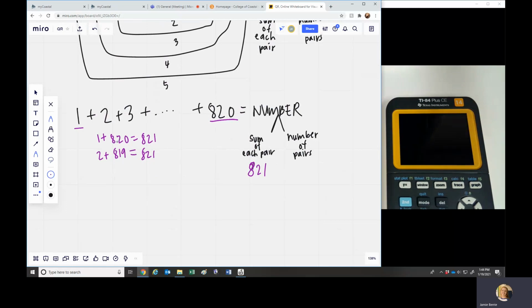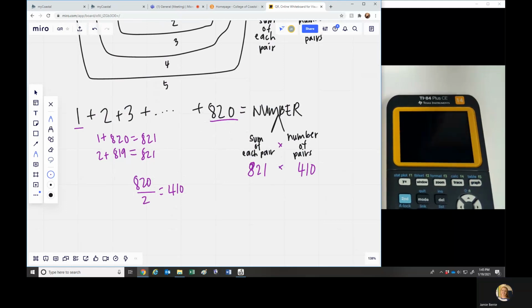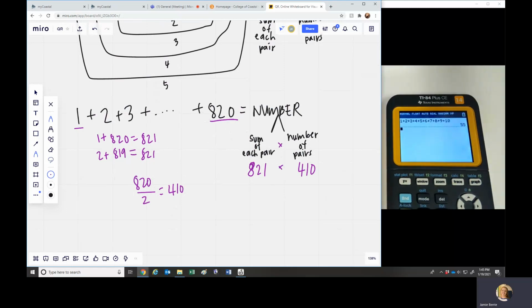And then the number of pairs, remember we said it's going to be half of the last number here. So 820 divided by 2, that's 410. 2 goes into 4, 2 goes into 8 4 times, 2 goes into 2 1 time, 2 goes into 0 0 times. So 410. And now we just need to multiply these. That's going to tell us our sum. All right, so 821 times 410, and there's our sum.